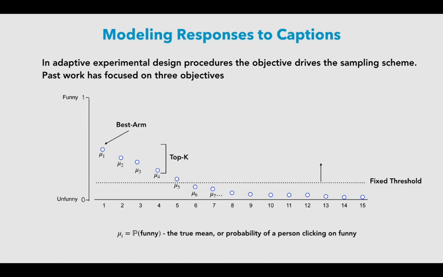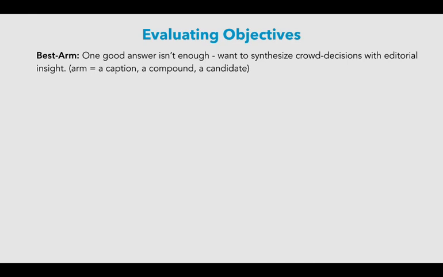So let's talk for a few minutes about what these different objectives are and what some of the pluses and minuses of them are. First of all, in the case of best arm, one good answer isn't really enough. It's not really what Bob wants. What he wants is to be able to look at a set of potentially funny captions and then exercise some editorial control, based on his experience as an expert in humor, to decide which one to finally choose as the winning caption.